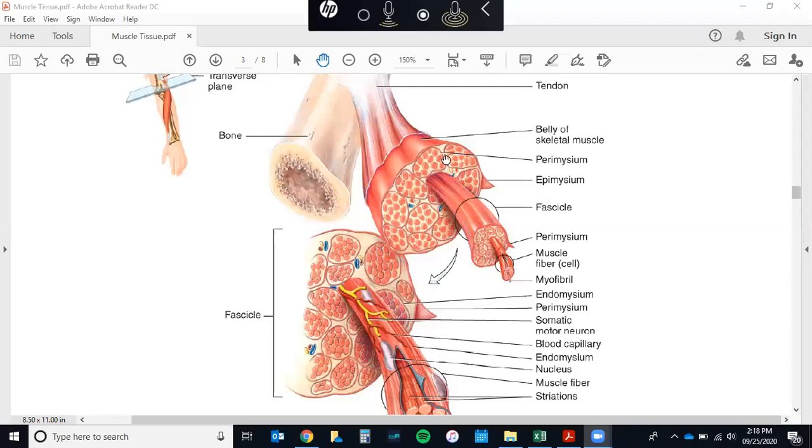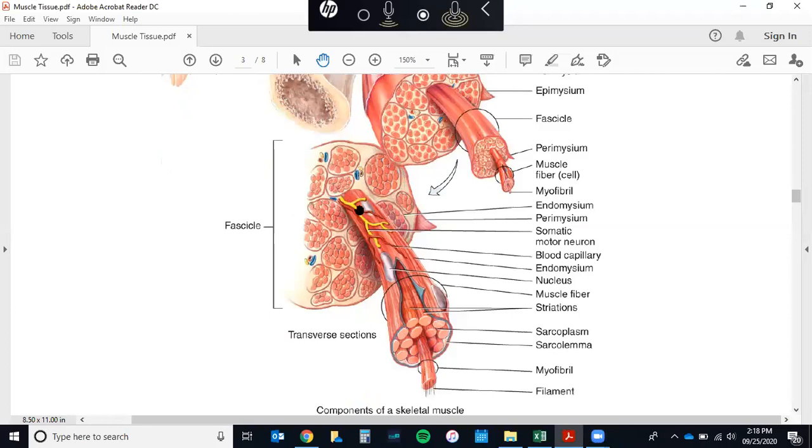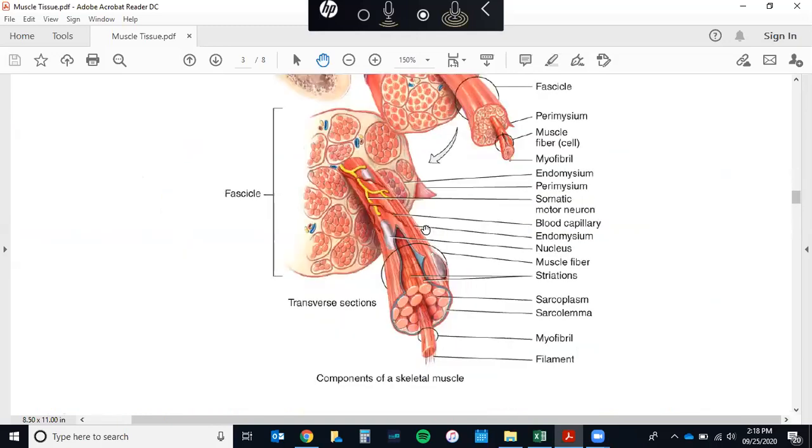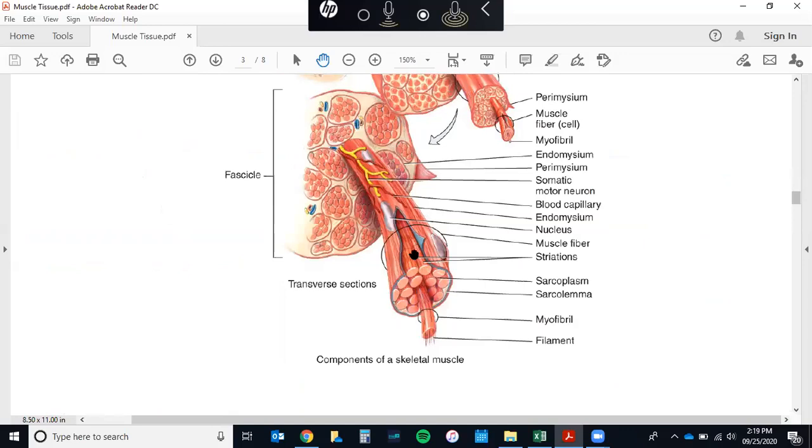So we have our whole muscle divided into bundles called fascicles. A fascicle is a grouping of muscle fibers, and a muscle fiber is just a fancy way to describe our muscle cells. Surrounding each muscle fiber, if we zoom in on a fascicle and pull one of those out, so we're zooming in on this portion of our figure right there, we see that there's a membrane that surrounds it called an endomysium. An endomysium is a thin sleeve of areolar connective tissue surrounding each muscle fiber or muscle cell, as I've just mentioned. What we'll see is that inside of a muscle fiber are smaller cylindrical structures called myofibrils, and then inside of those are what we call filaments.